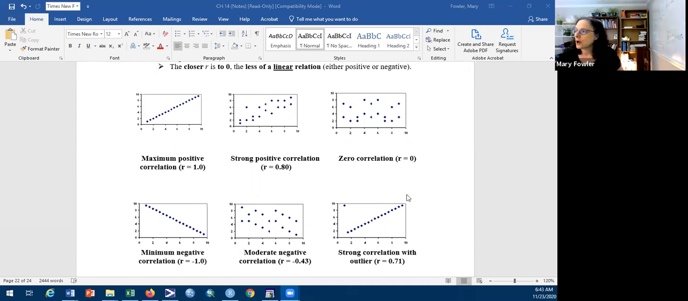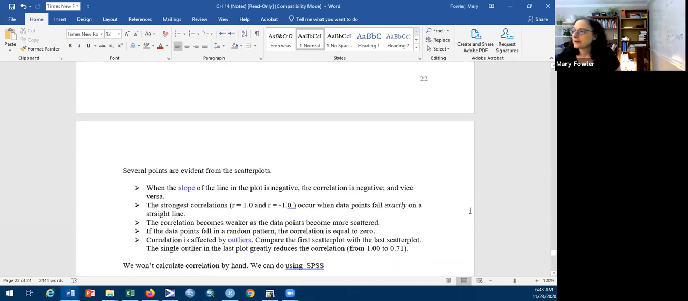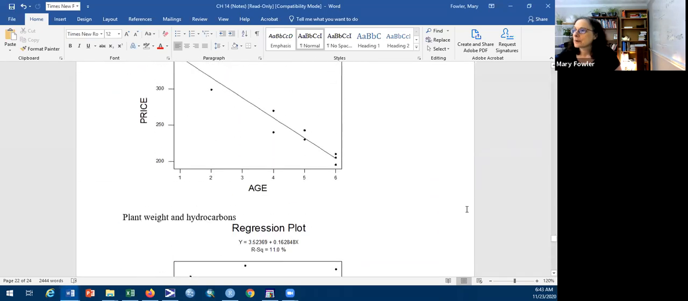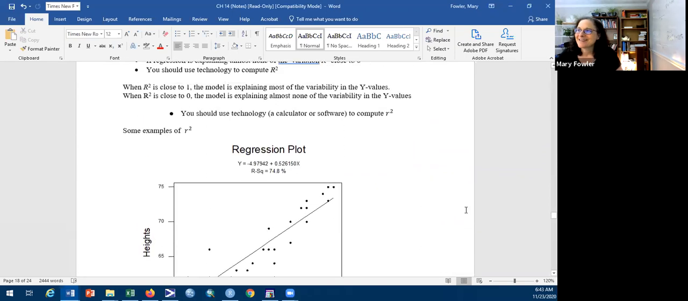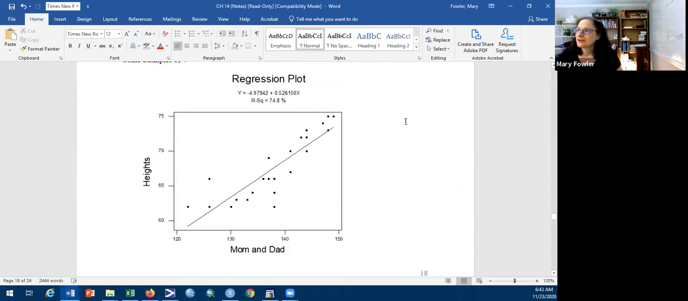I'm going to go back to the scatter plots that we looked at in the previous section. We're given here in this picture the mom and dad heights and my students' heights, and we're given that R squared is 74.8%, and I want to be able to transform that into a linear correlation coefficient.